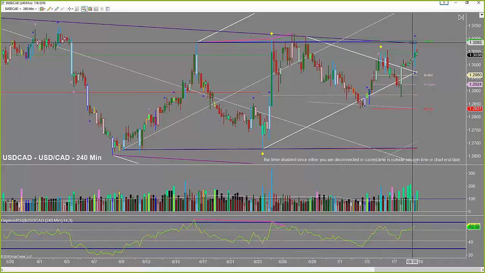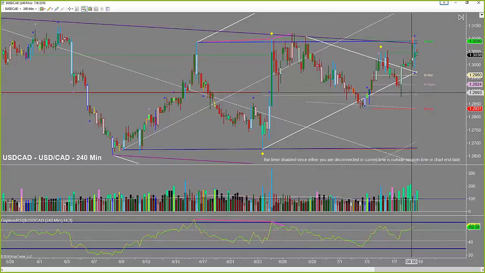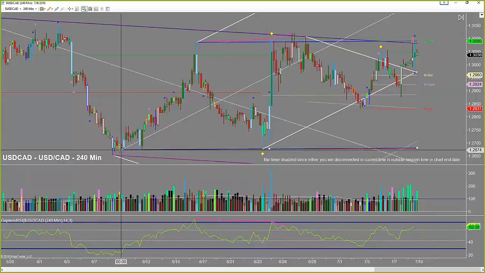And it's actually the first hit of that line that we're rejecting down off of, and then using this swing, I'm using the lowest closing price here.